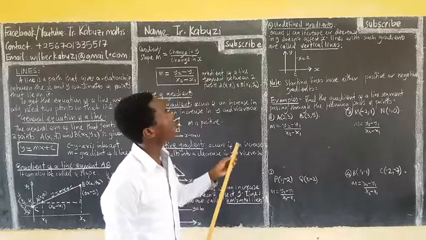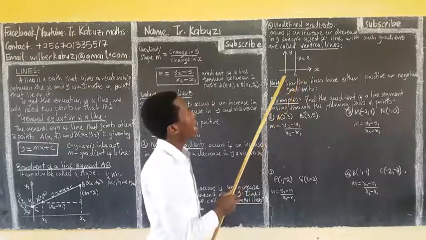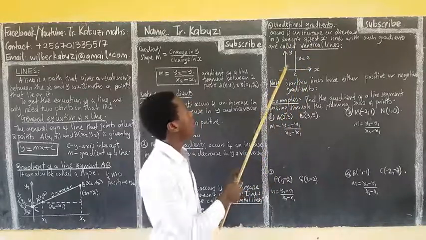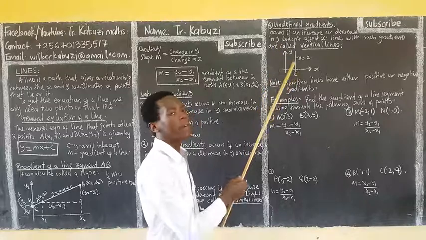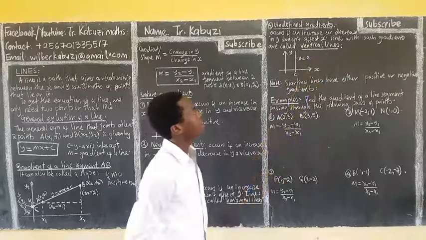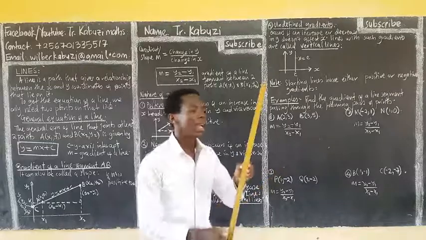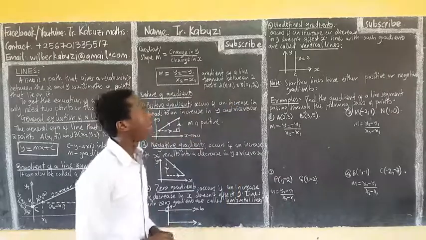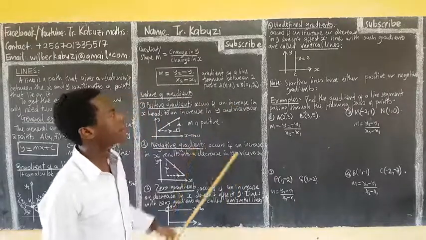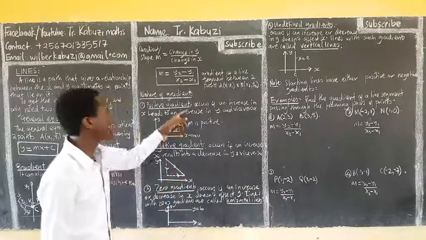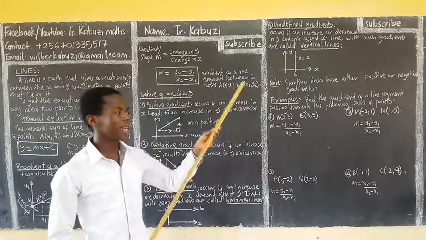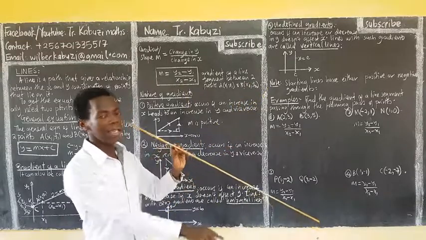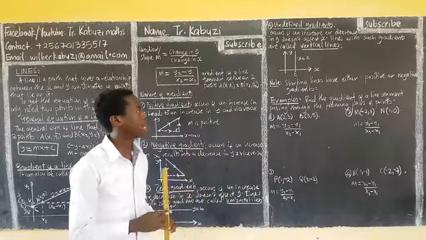Then undefined gradients occur if an increase or decrease in y does not affect x. So whether you increase or decrease y, the values of x are not changing. And lines with such gradients are called vertical lines. The moment you say a line like this, we call them vertical lines, as we shall see. Slanting lines have either positive or negative gradients. Slanting, you see it's slanting now. These ones, either slanting like this, or like this, have either positive or negative gradients.